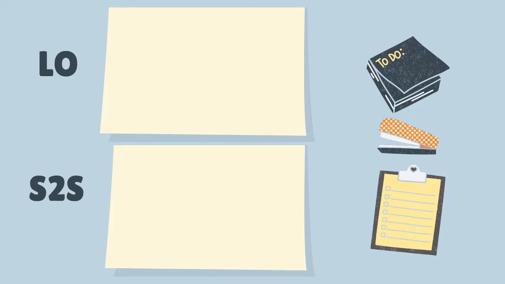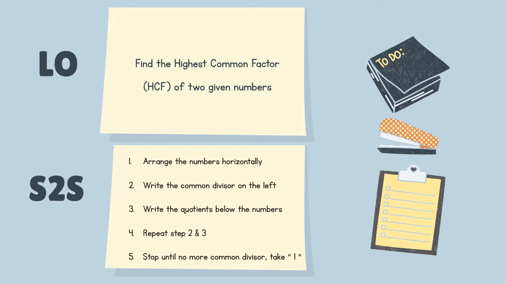Our LO for today is we are finding the highest common factor of two given numbers, and our steps to success are, the first one is we are going to arrange the numbers horizontally. These steps are similar to finding the lowest common factor, which we have learned last week. Only the fifth step will be different.